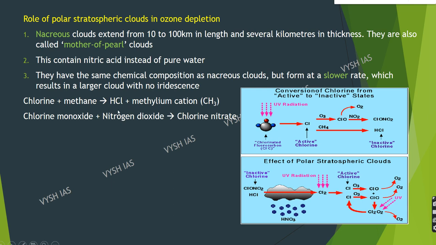Chlorine combines with methane to give HCl and a methyl radical. Chlorine monoxide combines with nitrogen dioxide to give chlorine nitrate. The stable compounds HCl and chlorine nitrate are reservoirs of chlorine, and therefore for chlorine to take part in reactions, it has to be freed from these compounds.